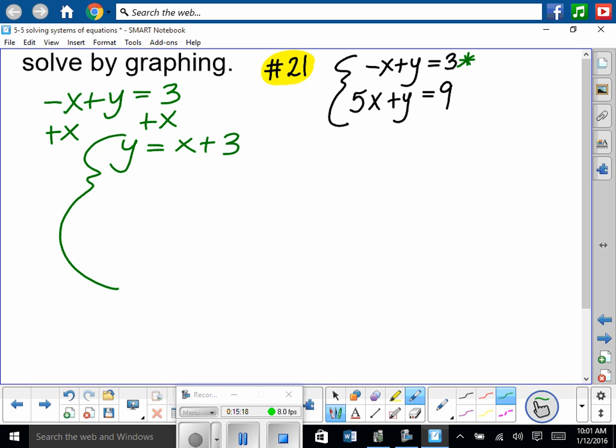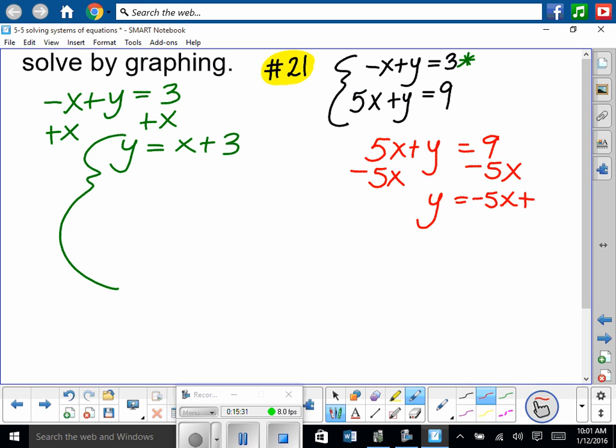Now the bottom one. I'm going to get that in y equals mx plus b form. So I'm going to get y alone, subtract 5x. So we have y is equal to negative 5x plus 9.